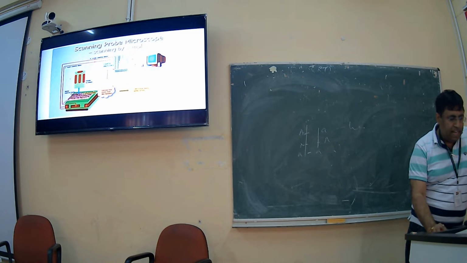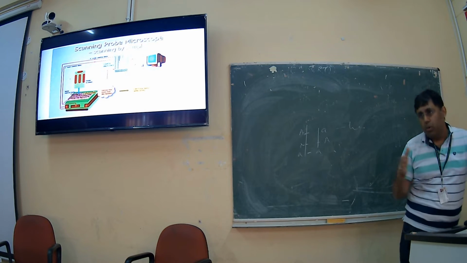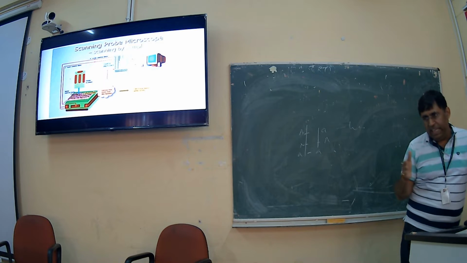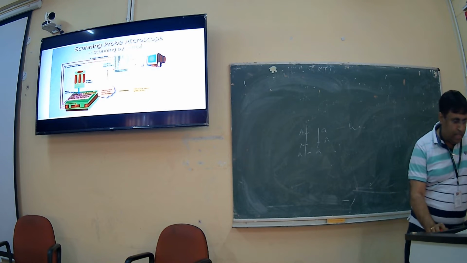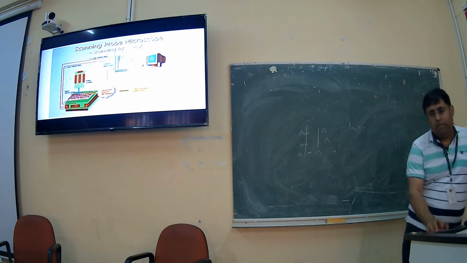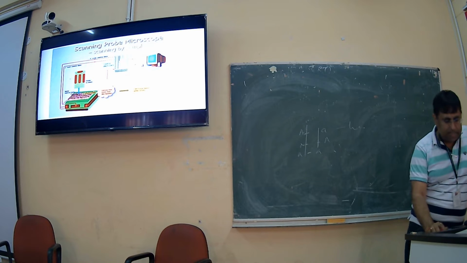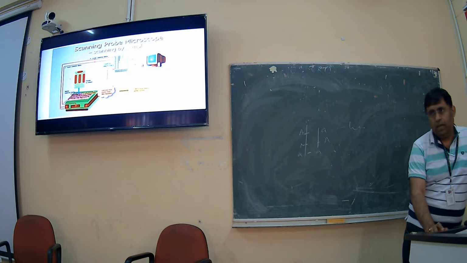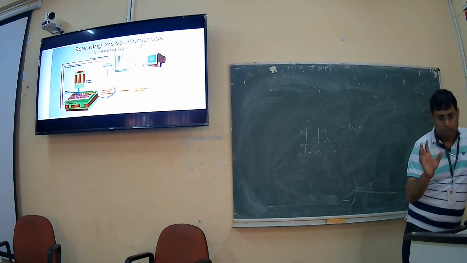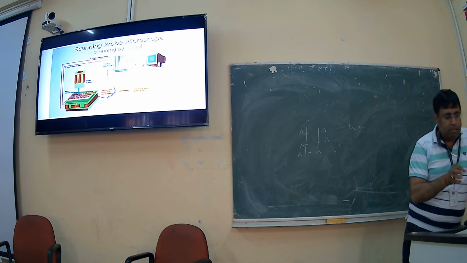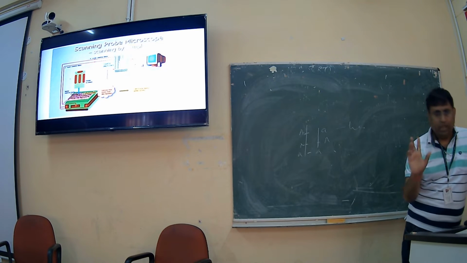Then there is a Y line which will help to move on the Y-axis, and then there will be an interaction detection mechanism. Some electric signal will be generated, detected through some electronics, and then you will see the image. Okay, so this is the common configuration of any scanning probe microscope.